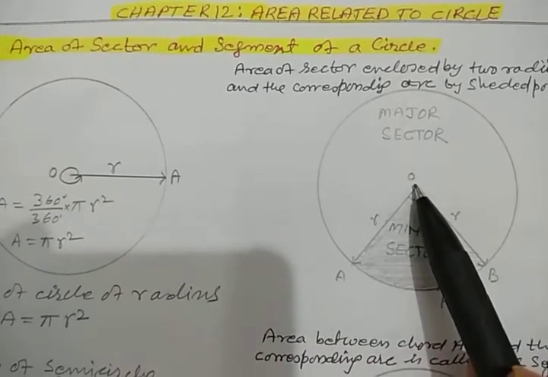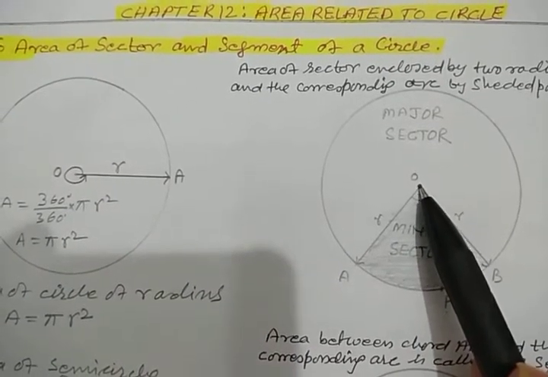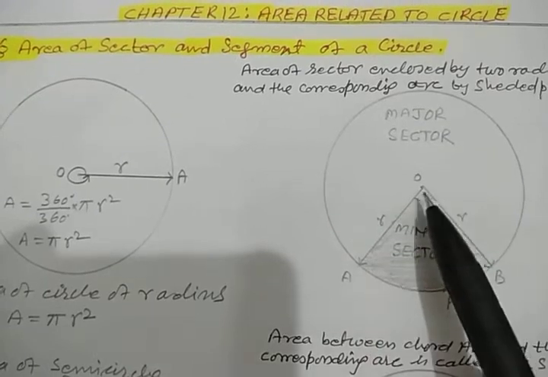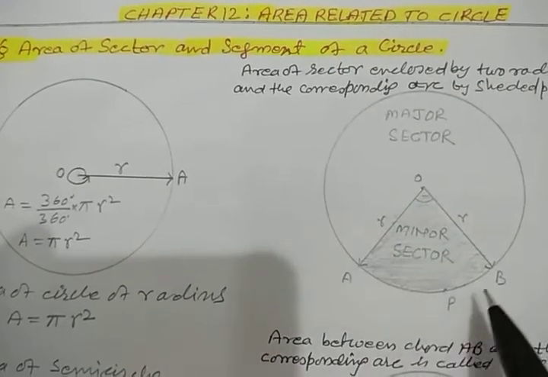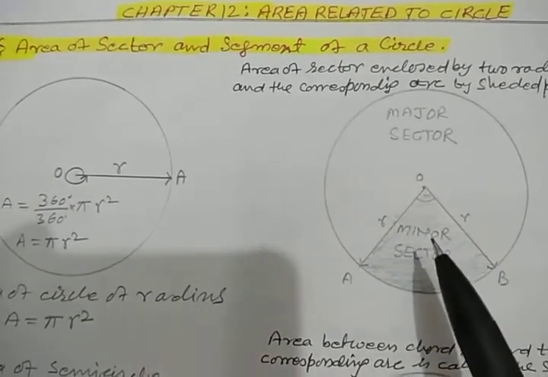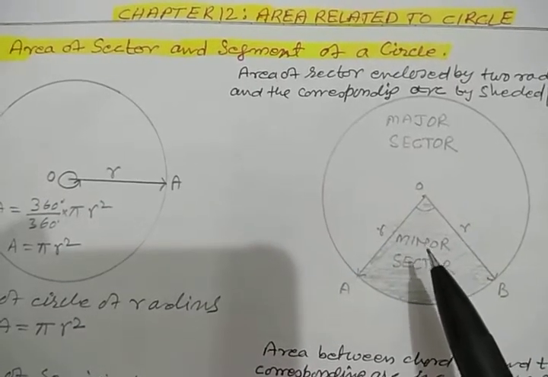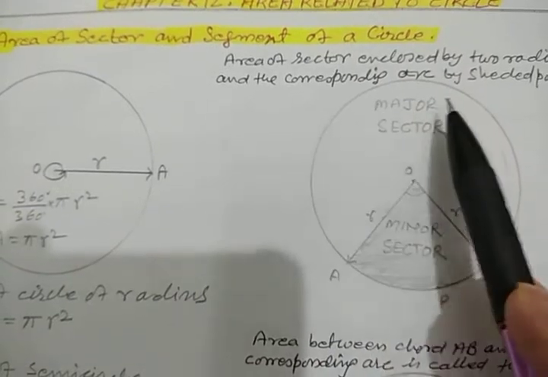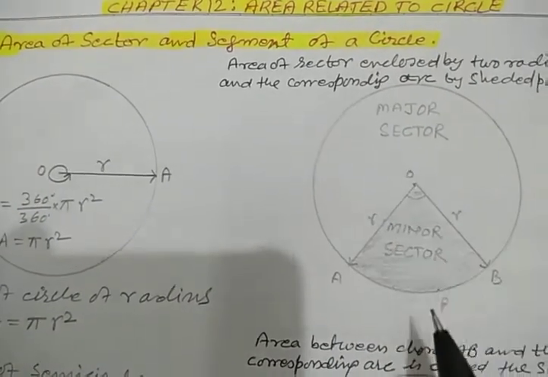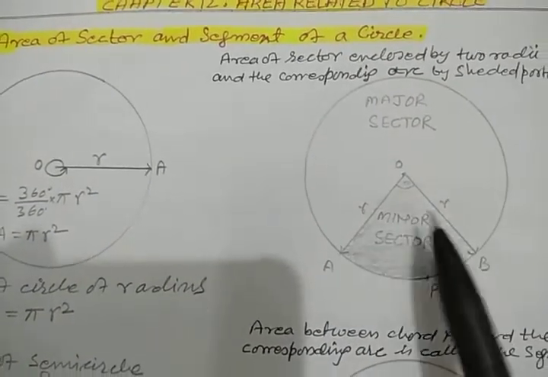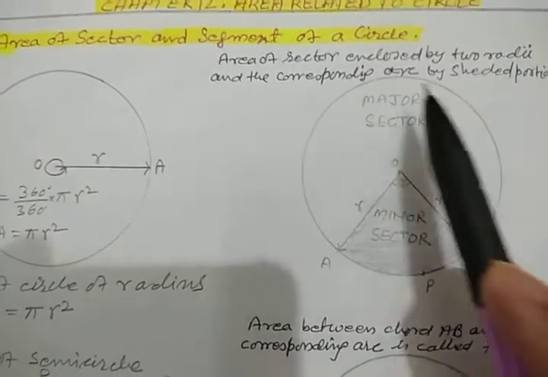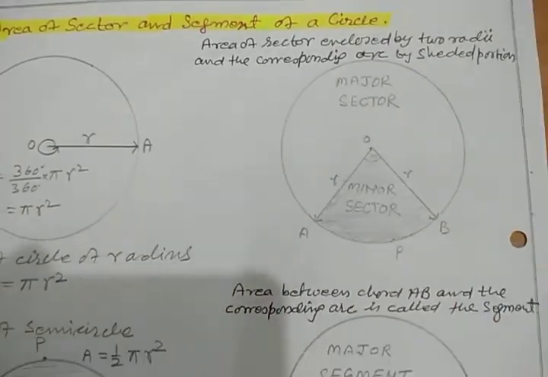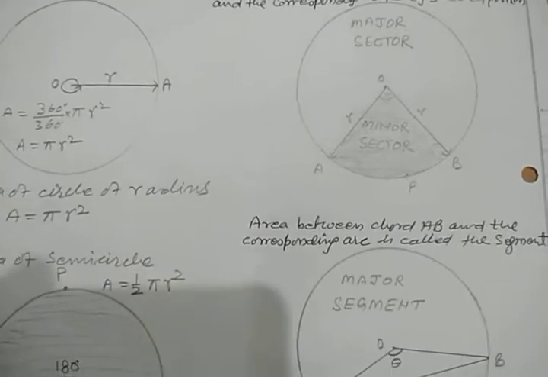The portion which is enclosed by the two radii OA and OB and the corresponding arc is known as the minor sector, while the remaining portion of the circle is known as the major sector. ये वाला शेडेड पोर्शन माइनर सेक्टर है और ये वाला मेजर सेक्टर है. So this is all about the sector.